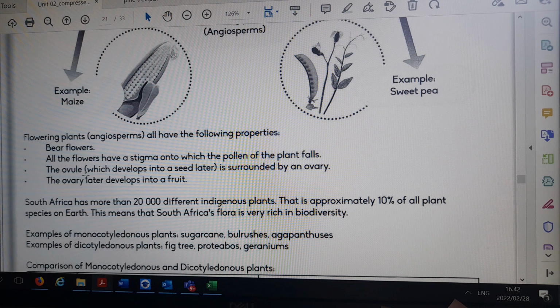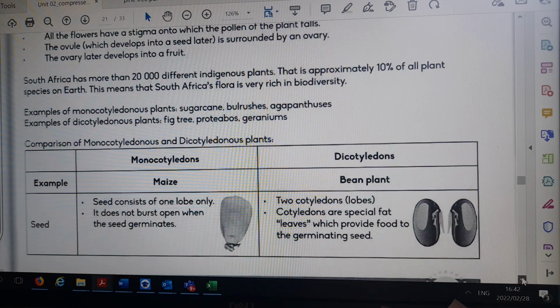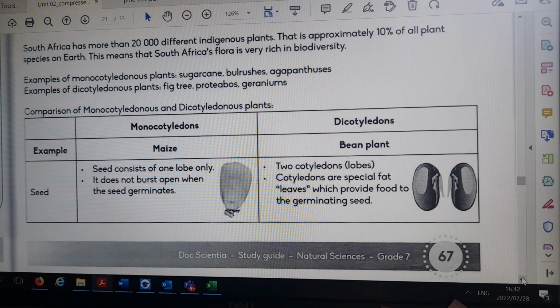The ovule, which develops into a seed later, is surrounded by an ovary. The ovary later develops into a fruit. Okay, from the ovule that is surrounded by the ovary, the ovary later develops into a fruit. Okay, let me scroll up a bit as we are learning about our flowering plants.